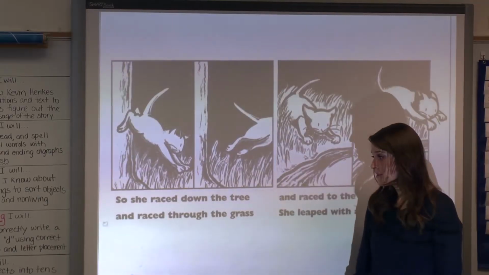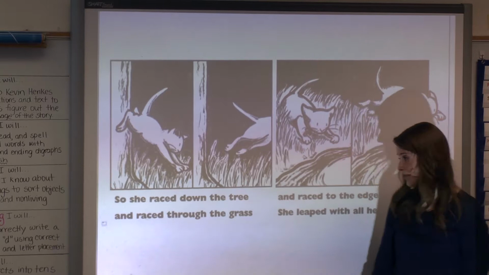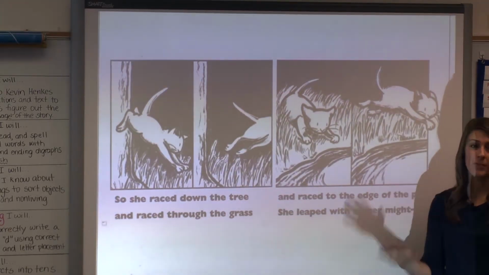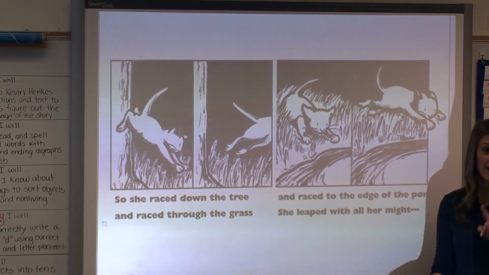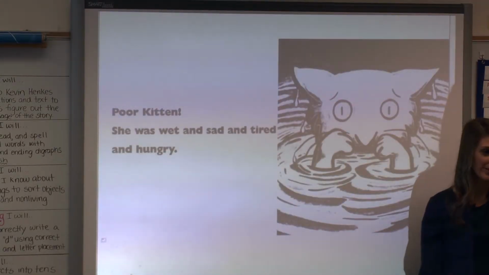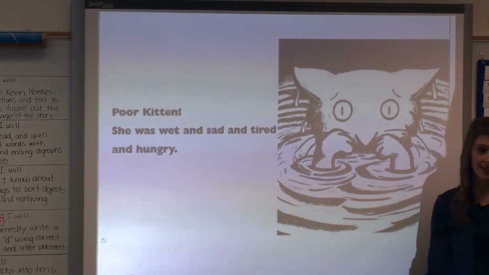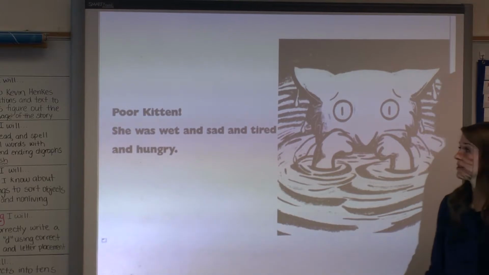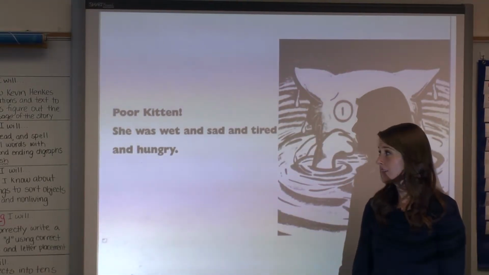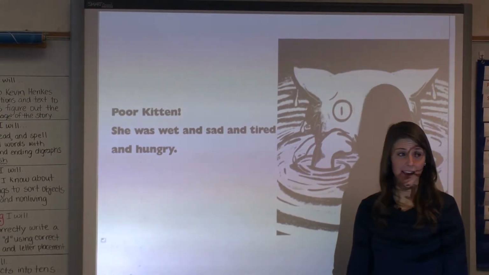So she raced down the tree and raced through the grass and raced to the edge of the pond, and she leaped with all her might. Okay, so that's how you're highlighting actions. And then if you turn your paper over one more time, on this side you're going to highlight what happened to Kitten. Okay, so listen to the words. Poor Kitten. She was wet and sad and tired and hungry.